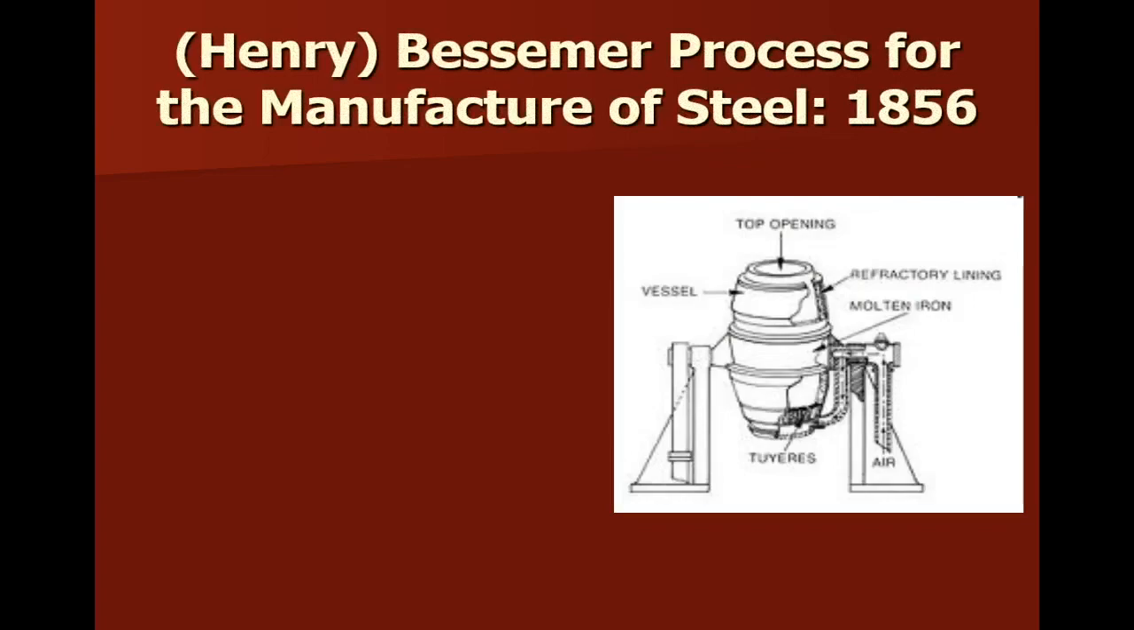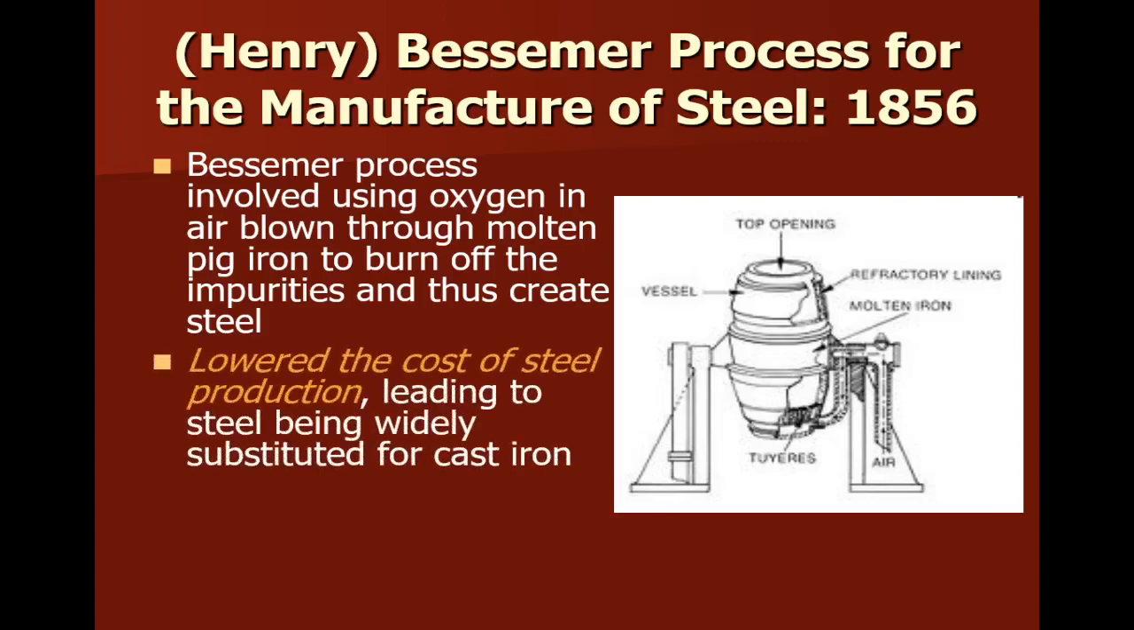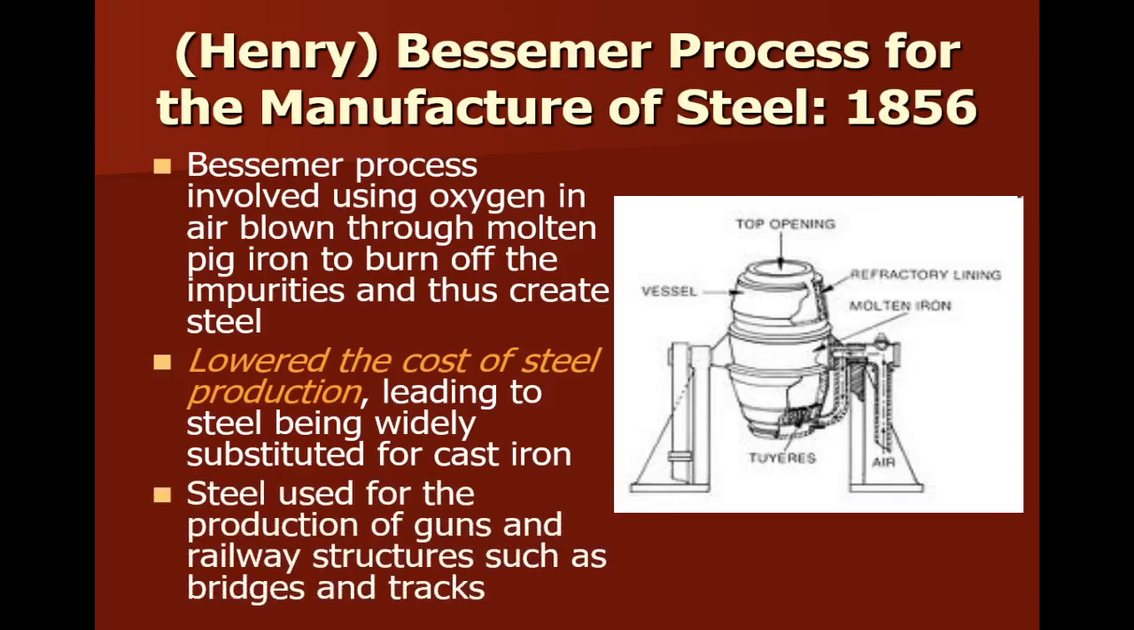So Henry Bessemer developed a process for the manufacture of steel. This is 1856, a little bit later. The Bessemer process involved using oxygen and air blown through molten pig iron to burn off impurities, creating steel. So this is going to lower the cost of steel production, leading to steel being widely substituted for cast iron. Steel is going to be used for production of guns and railway structures such as bridges and tracks.